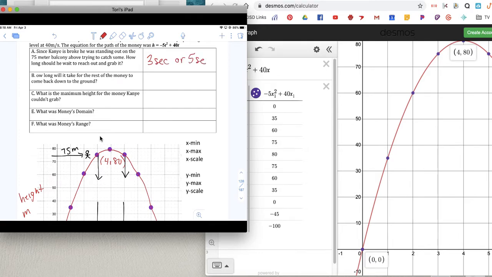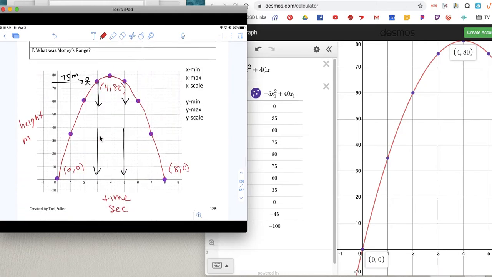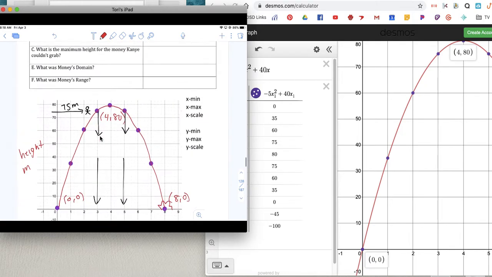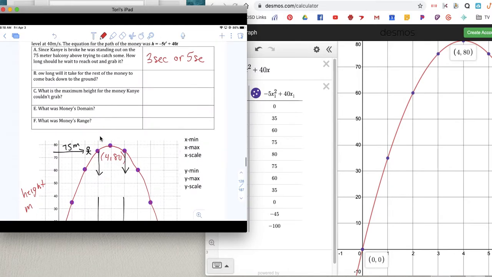The next question, I know there's a typo, but it should say, how long will it take for the rest of the money to come back down to the ground? All right, so what time did it get back here to the ground? Should be 8, so 8 seconds. What is the maximum height for the money that Kanye couldn't grab? Well, my maximum height is this guy, so 80, and my units are meters, so 80 meters.